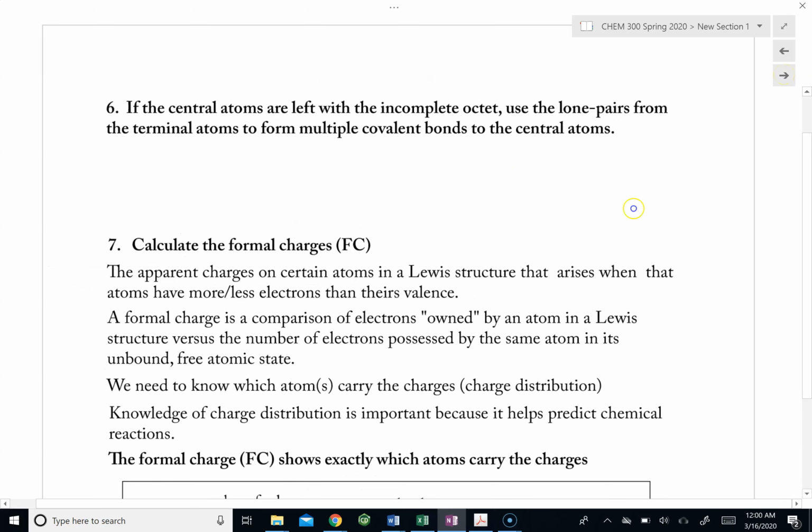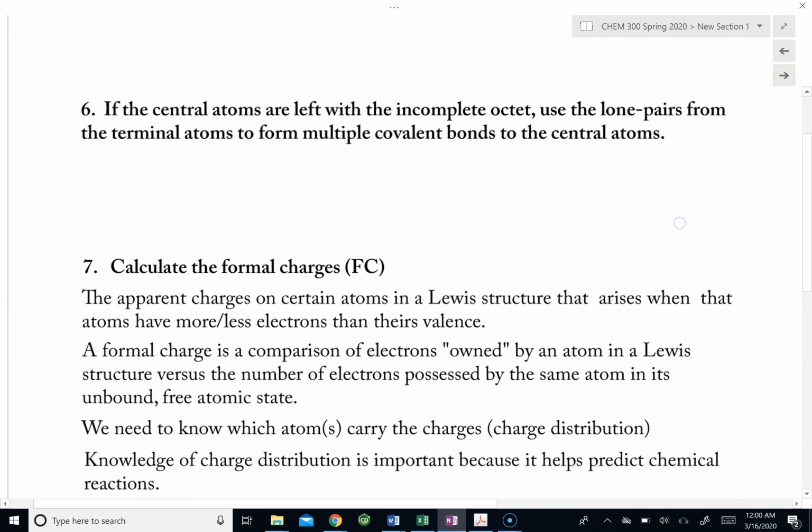Now, moving on to step 6. If the central atom is then left with an incomplete octet, we will then use the lone pair of electrons from the terminal atom and move them toward the central atom to form multiple covalent bonds. So in this case, let's draw the structure that we obtained from step 5 again. So that's what we had from step 5.